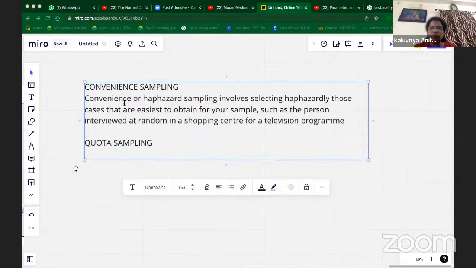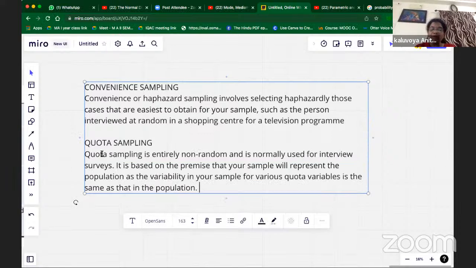If you give one reading to all of them, you will be easily able to understand. It is entirely non-random and is normally used for interview surveys. It is based on the premise that your sample will respect the population's variability, and the quota variables are the same as those of the population. Therefore, it is a stratified sample in which you select the cases within strata, meaning within the group. Within one group you look at the similarities; between two groups it goes to cluster sampling. That much understanding you must have.